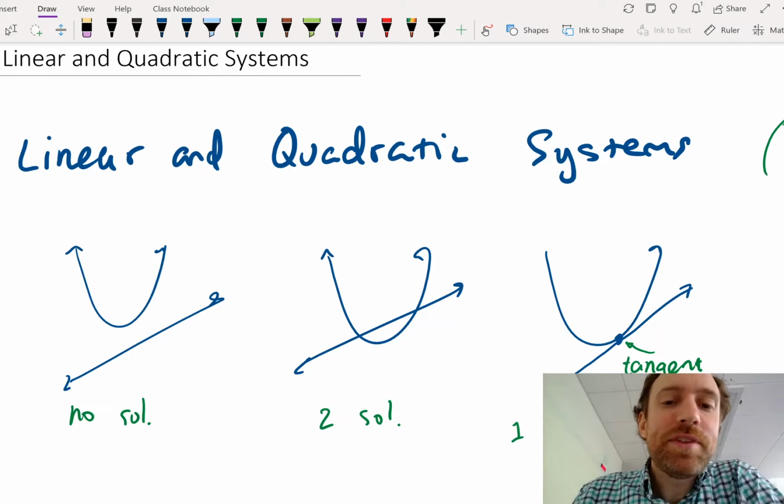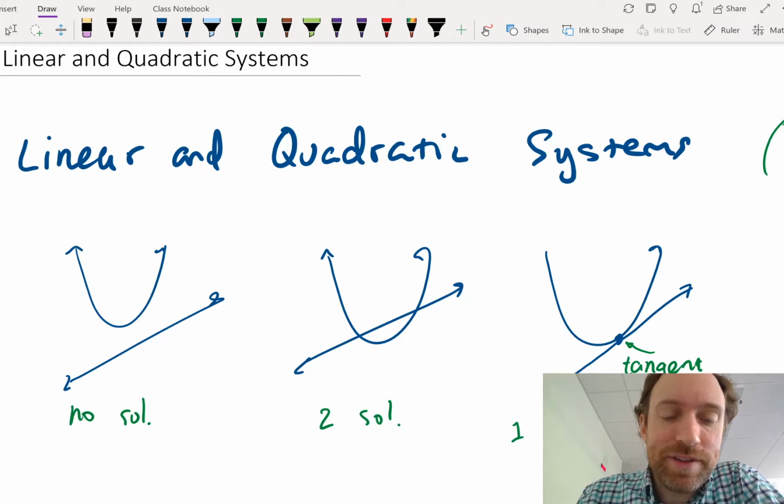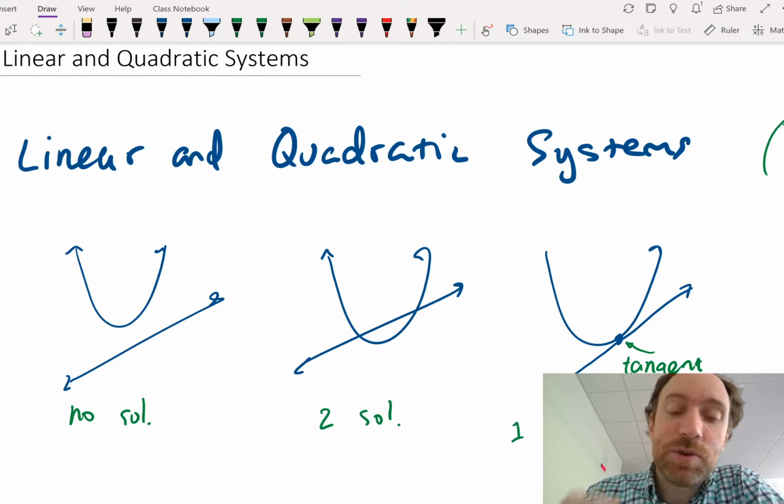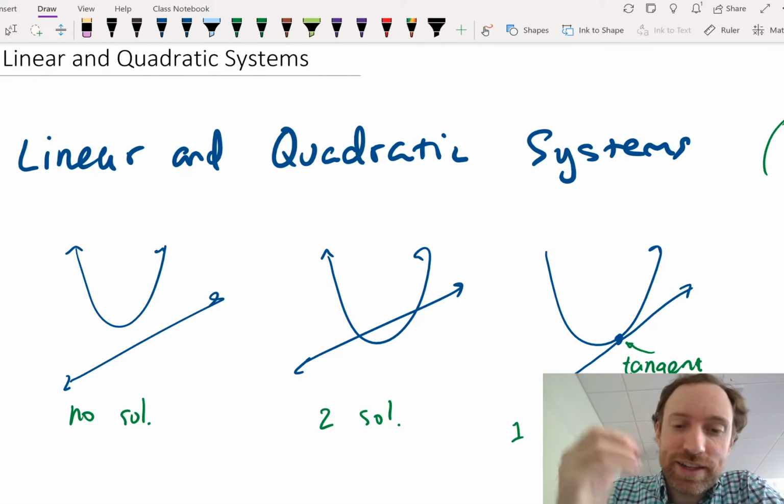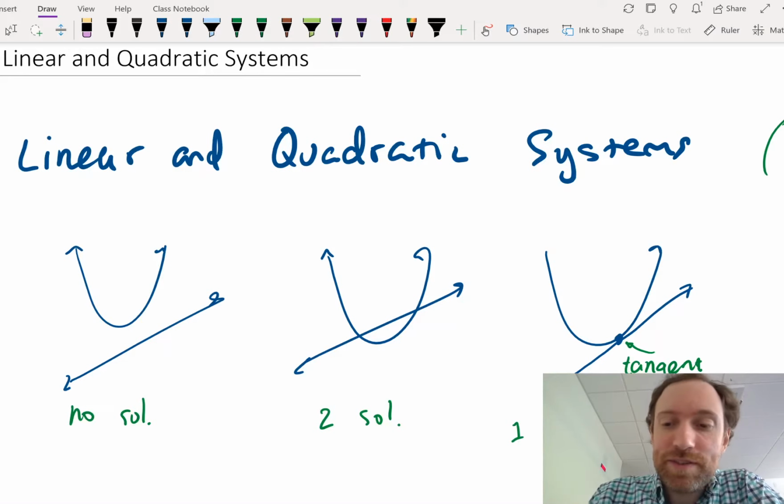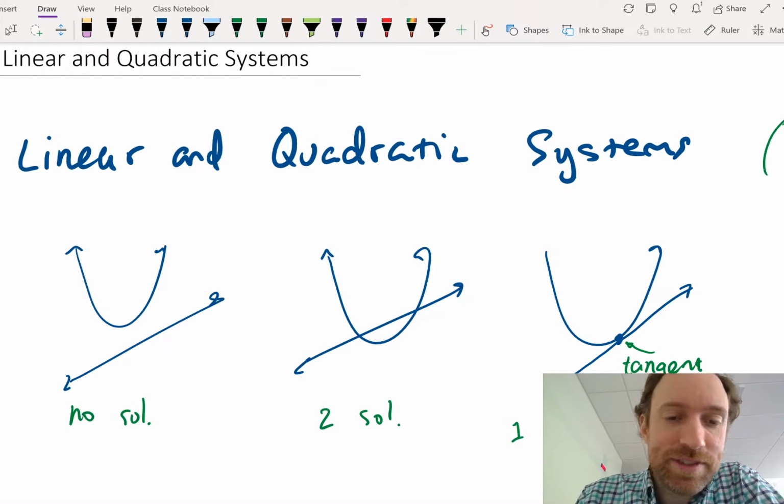You might remember that one of the ways to treat a system of equations is graphically, and that is you're looking for the point of intersection. So imagine a linear and quadratic system. It would look like a line and a parabola. There are three possible outcomes then.